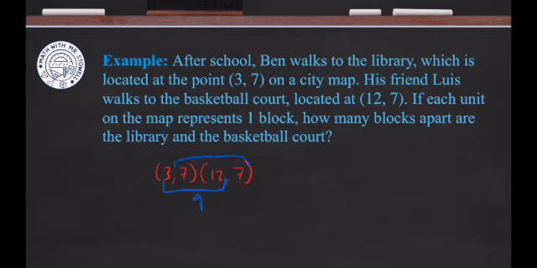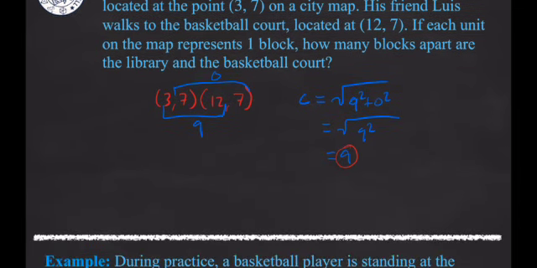That'd be 0. So in other words, the distance, c, is the square root of 9 squared plus 0 squared. Well, the square root of 9 squared plus 0 squared is just 9 squared. Right, 0 squared is 0. The square root of 9 squared is just 9. It just undoes the square root. So the library and the basketball court are a total of 9 blocks apart. Okay? That's how simple this is. We just have to remember Pythagorean's theorem, plugging in the numbers, finding the distance of each of those points.